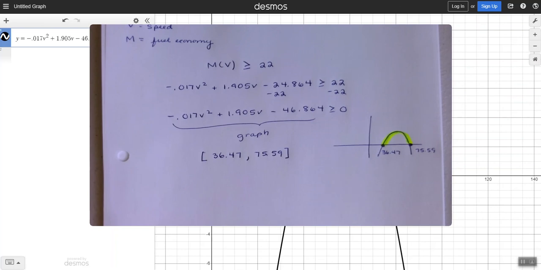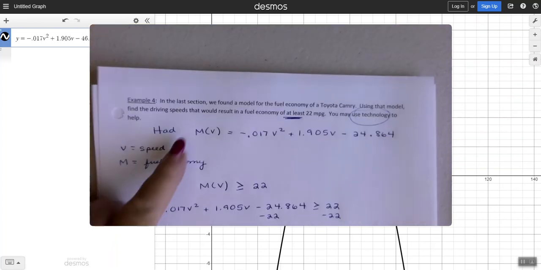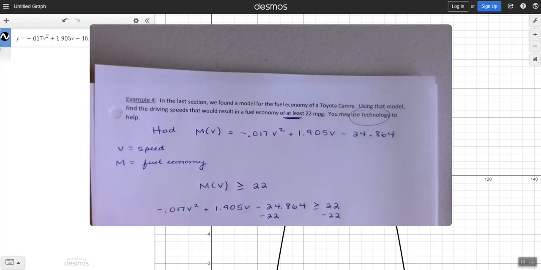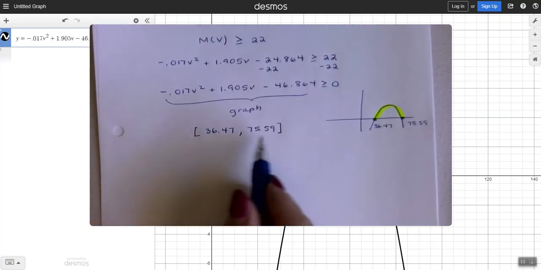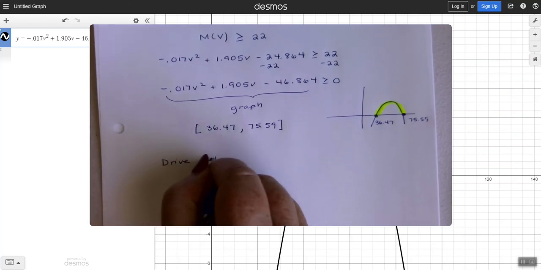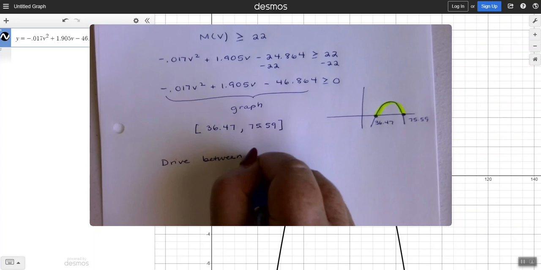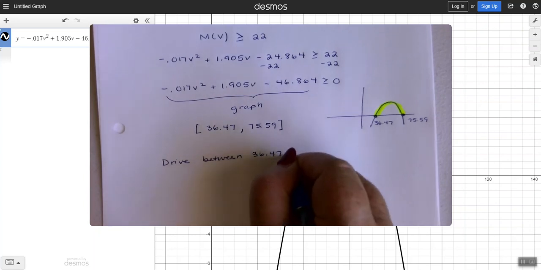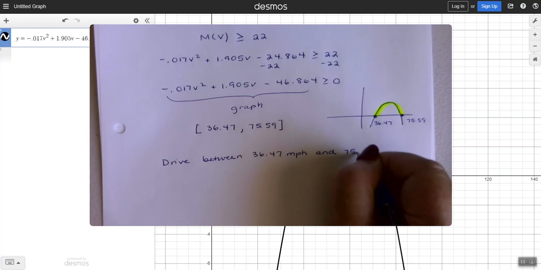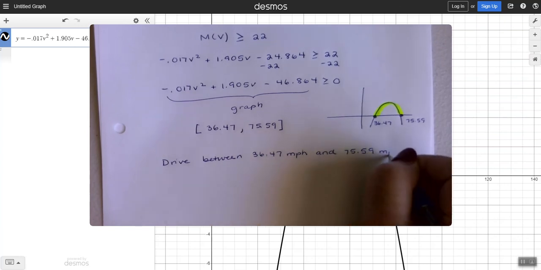All right, to put this in terms of the problem, the question was to find the driving speeds that would result in this fuel economy of 22 or better. So these are driving speeds. We'd have to say we want to drive between 36.47 miles per hour and 75.59 miles per hour.